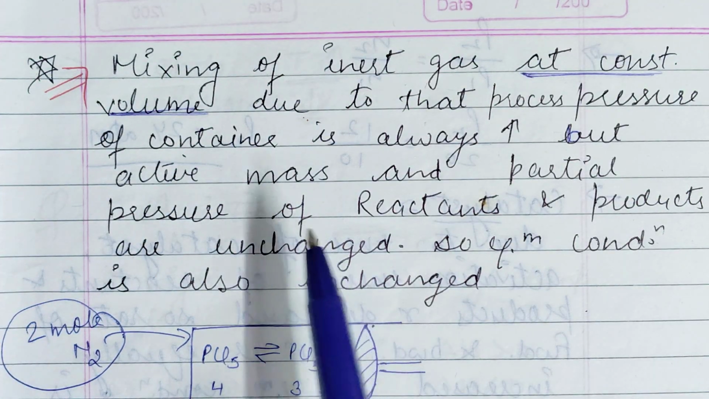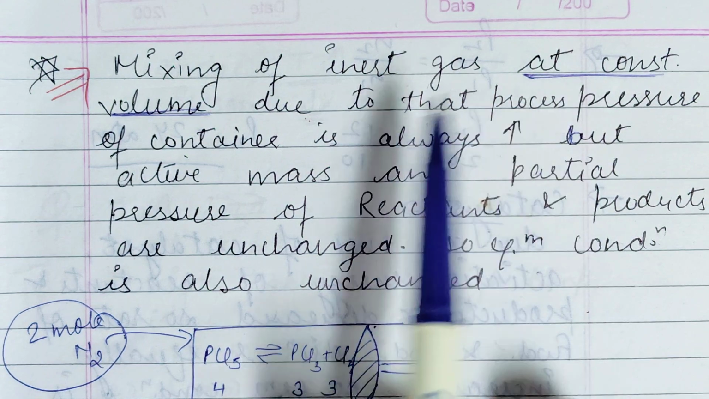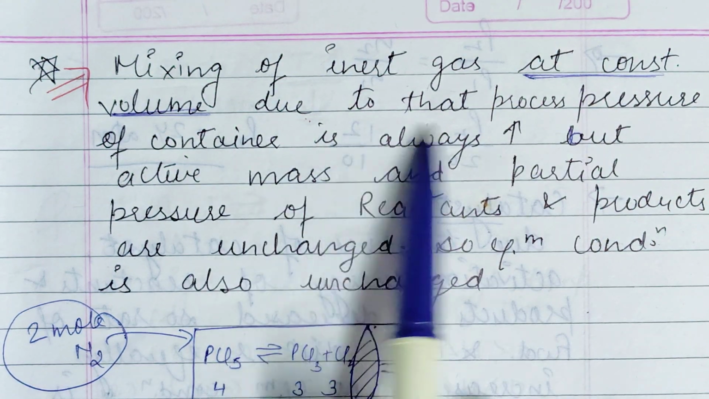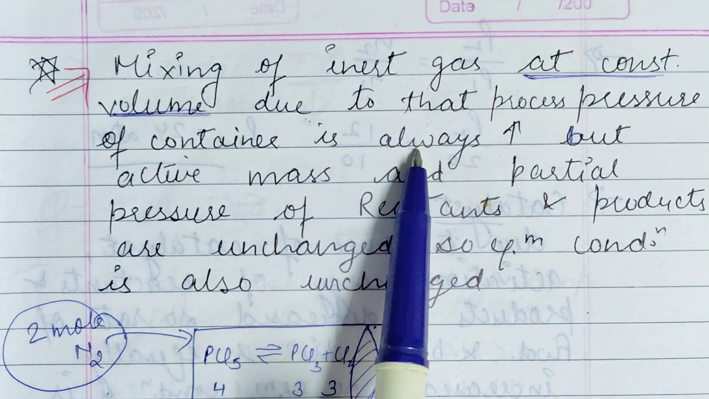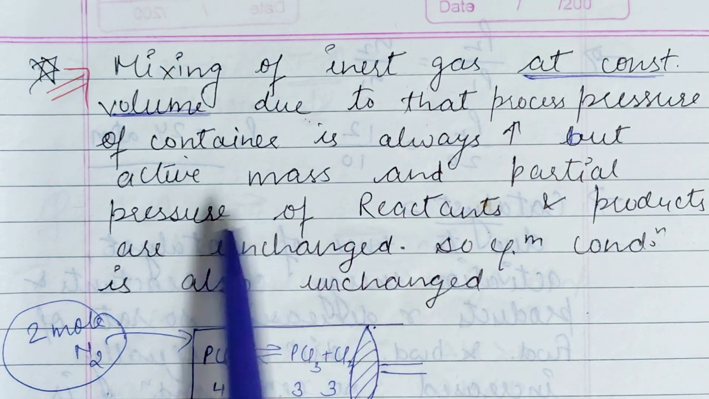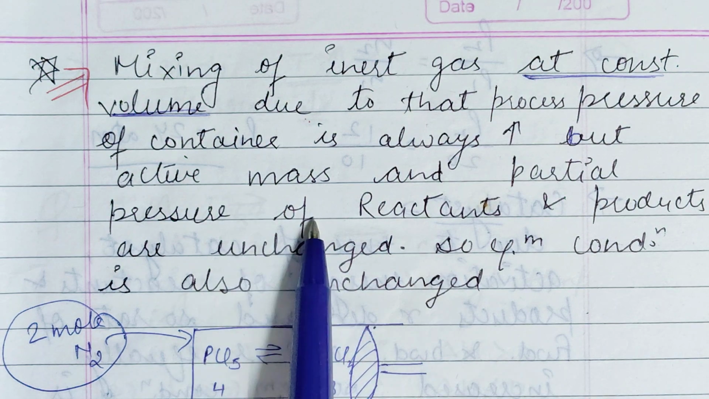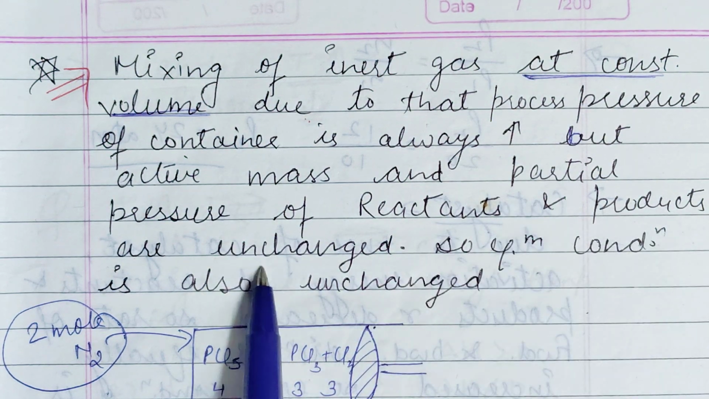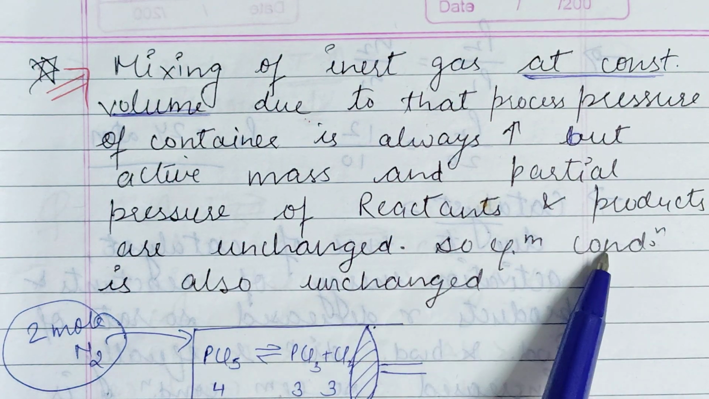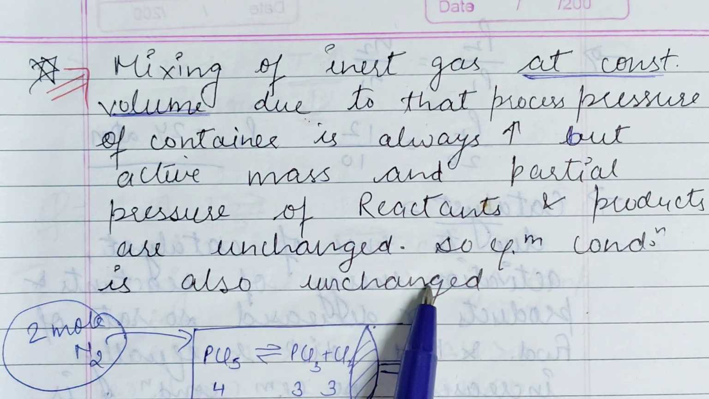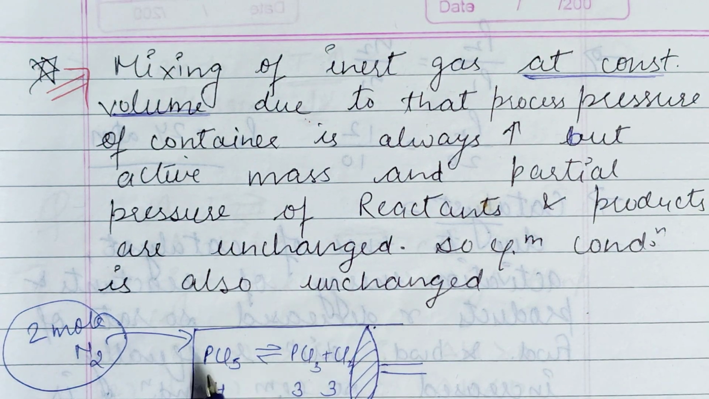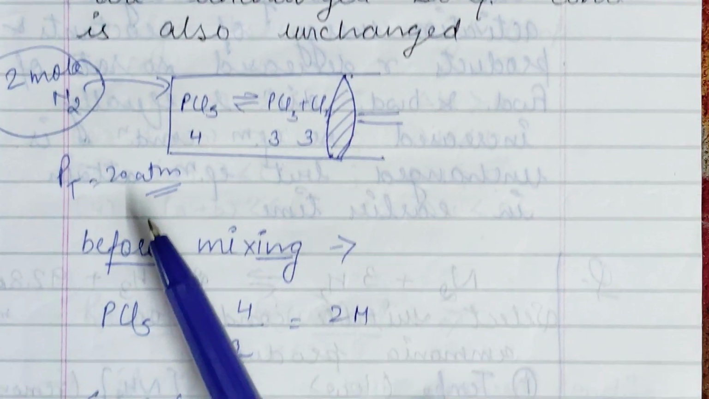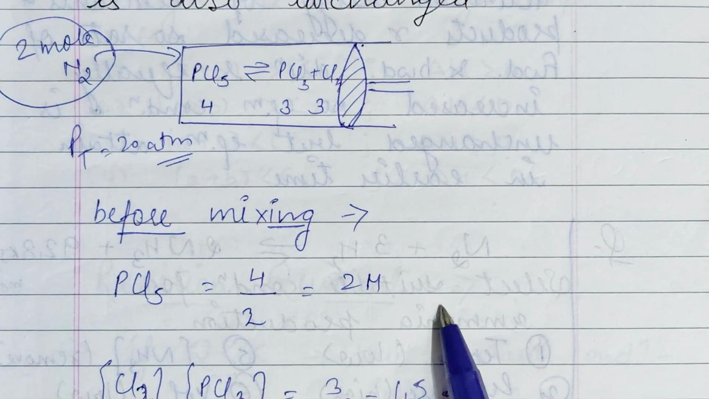There is a question: mixing of inert gas at constant volume. Due to that process, the pressure of the container is increased, but the active mass and partial pressure of reactants and products are unchanged. So the equilibrium condition is also unchanged. So this is the main summary of the theory that we have studied previously.